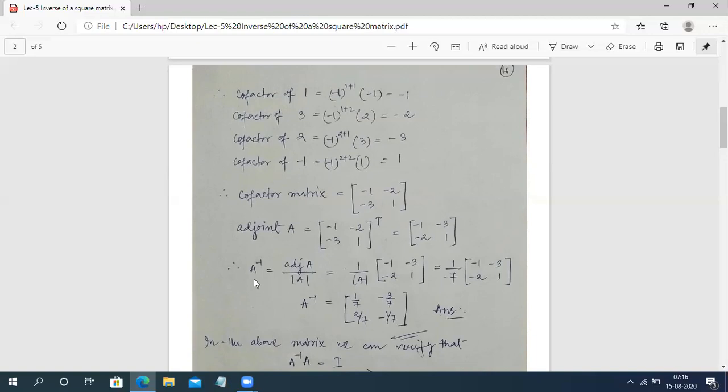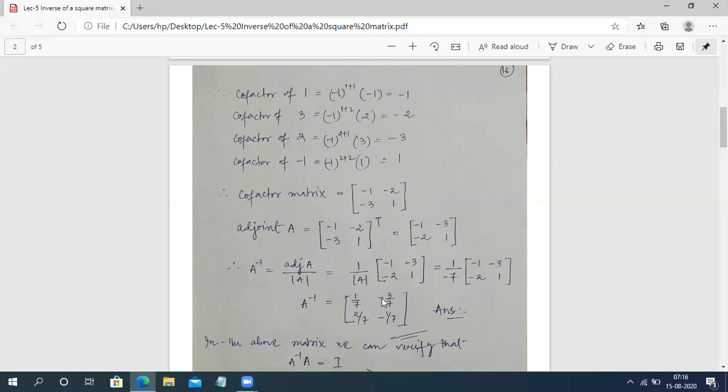We have the formula: adjoint of A divided by determinant of A. So this is your adjoint matrix, and we divide it by its determinant value, which came out as minus 7. By scalar multiplication, we are multiplying the matrix by the scalar quantity minus 1 by 7. So each number will get multiplied by minus 1 by 7.